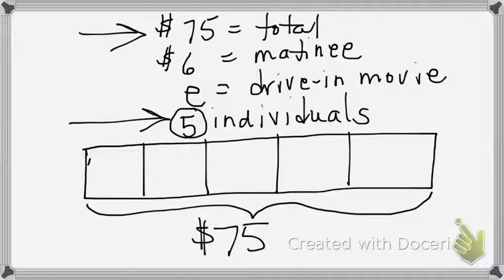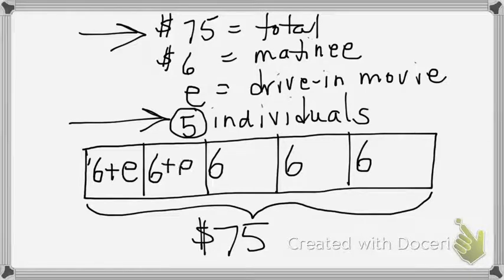Now, in terms of arithmetic, we know that each paid $6 for the matinee. And then they paid something else for the evening movie, but we don't know the cost of that evening movie. So we're going to just put plus E. For each person, we have 6 plus E. I think this looks kind of silly, but 6 plus E. If we have 5 of these 6 plus E's, that's going to give us $75 total.